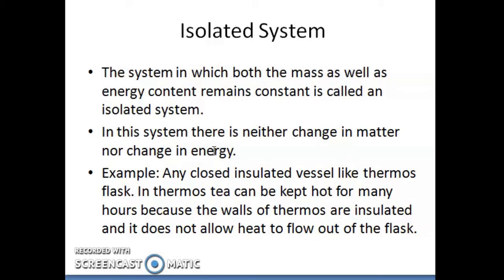For example, a simple example we use in our day-to-day life is the thermoflask. In a thermoflask, we store tea in order to keep it hot for some time, because the walls of the thermos are insulated and will not allow heat to flow out of the flask. That is why the tea which we store in a thermoflask remains hot. This is a very good example of an isolated system. Therefore, we have three types of system: closed system, open system and isolated system.